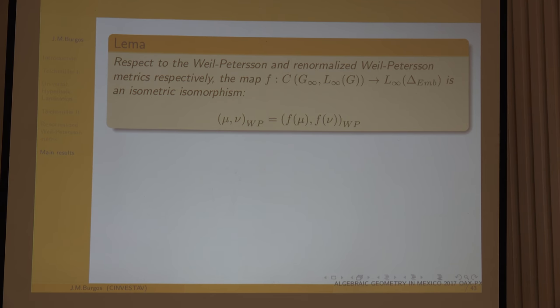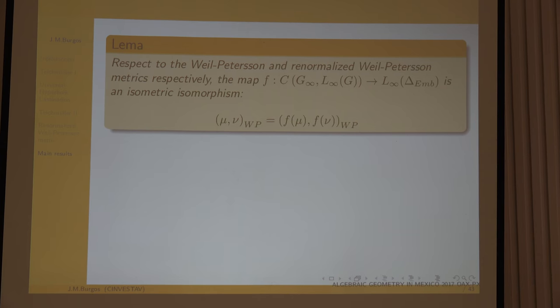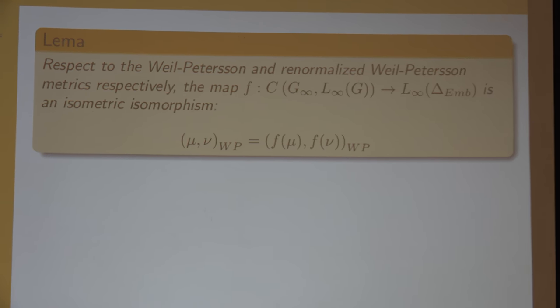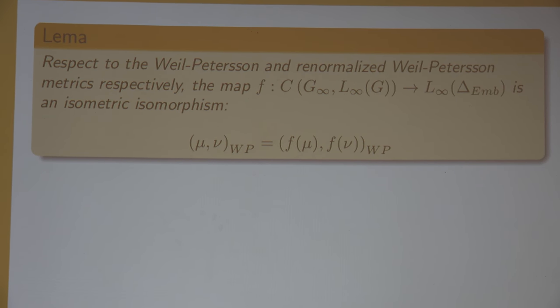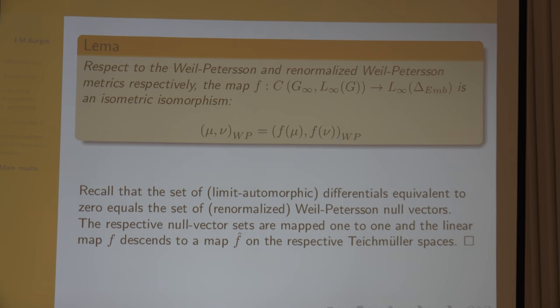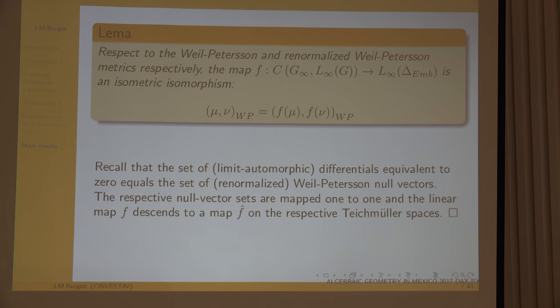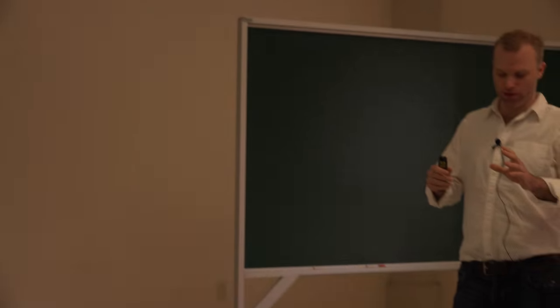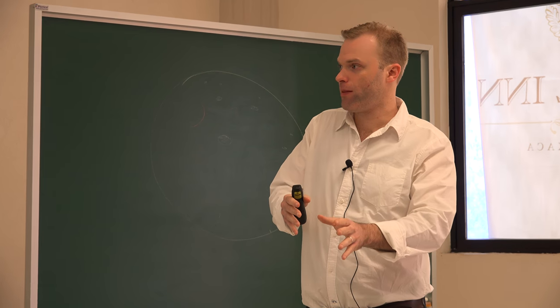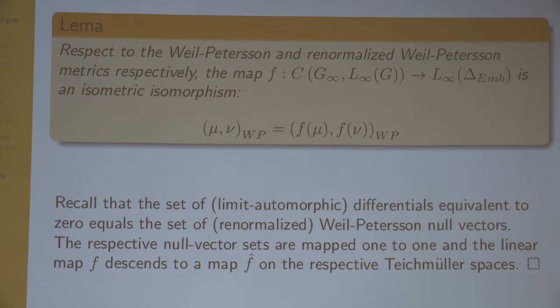And lemma, this is the main lemma of the main theorem. With respect to the Weil-Petersson and renormalized Weil-Petersson metrics, the map F is an isometric isomorphism. And finally, recall that the set of limit automorphic differentials equivalent to zero equals the set of renormalized Weil-Petersson null vectors. Actually, this is one of the motivations for defining the Weil-Petersson metric. It's a characterization of the equivalent to zero differentials via geometry, via a metric. And because of the lemma, these null vectors are mapped one to one, so the map F descends to a map in the Teichmüller spaces.